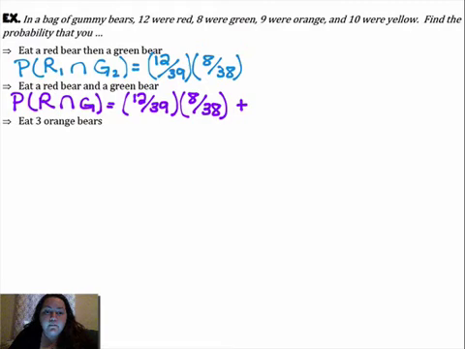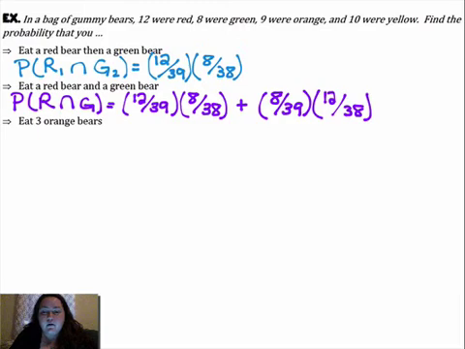The next one. The probability that I eat a red bear and a green bear. Okay, so the order doesn't matter. I eat a red and a green. Maybe I eat a green, then a red. So I have to account for both possibilities. So I have 12 out of 39 times 8 out of 38. That's if I had red, then green. Or I could have 8 out of 39, green first, then red. Okay, and then multiply those all across.